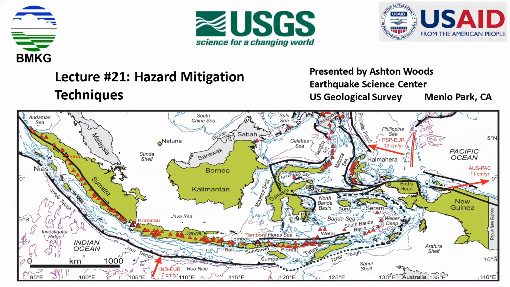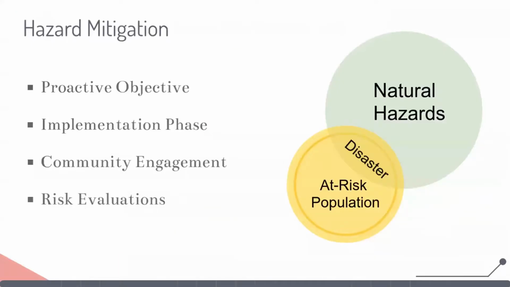Lecture 21, Hazard Mitigation Techniques. Hazard mitigation. To understand what hazard mitigation is, one must first understand the difference between natural hazards and natural disasters. Hazards do not present an immediate harm, yet are ever present in the environment. Natural hazards are capable of evolving into natural disasters. However, a natural disaster cannot occur unless there's an at-risk population within the area affected by a natural hazard event.